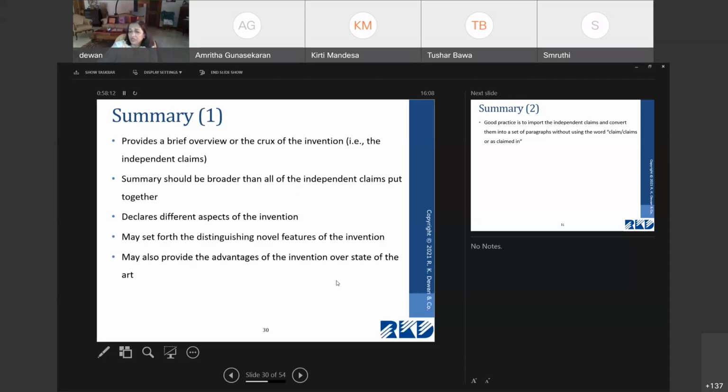So in the object of the invention, you have given advantages, but you have not given the feature that provides you the advantage. Here you can now talk about a specific feature which gives you that particular advantage. So this is really where the invention starts unfolding.